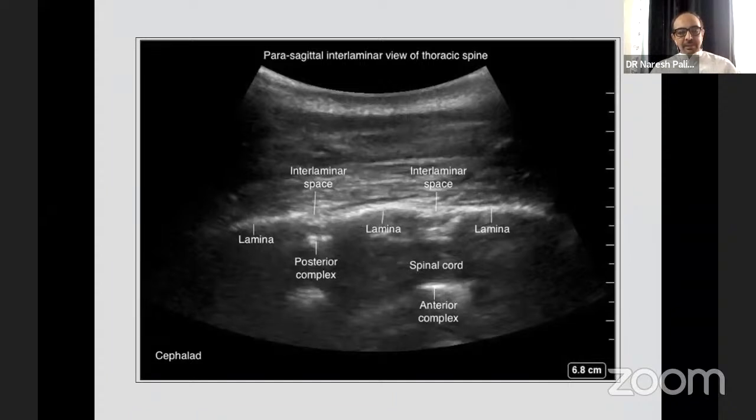There is a little gap in between the laminae that can be seen as an interlaminar space, but this may not always be visible in old and morbidly obese patients. This can be visible in some young individuals. And you can also see the posterior complex, spinal cord, and the anterior complex. But this is the only view which is useful, the parasagittal oblique interlaminar view.